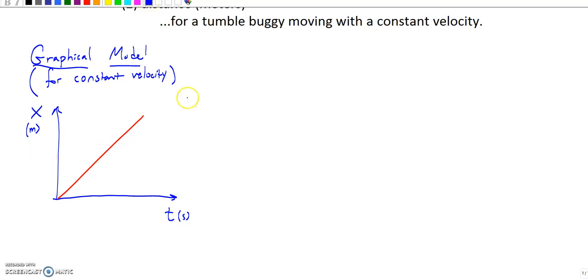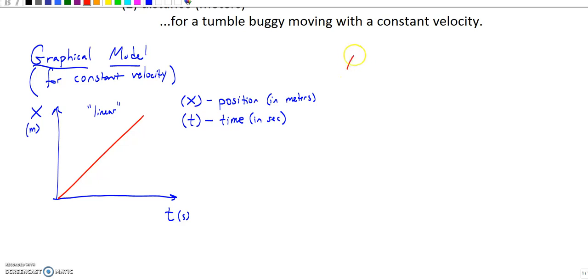But I do want to say that X is position, and that's in meters. And this time is lowercase t. And the standard units that we're going to always use to measure this will be in seconds. Okay, and this was linear for constant velocity.